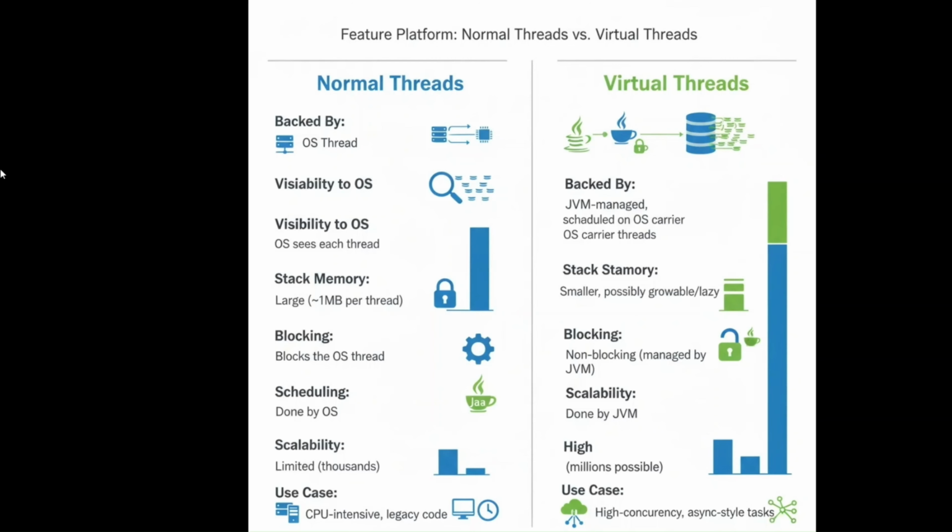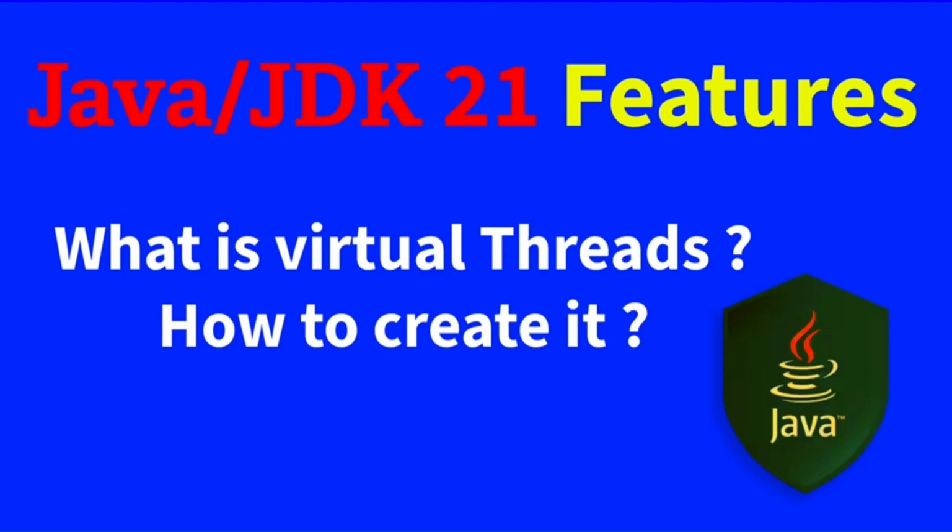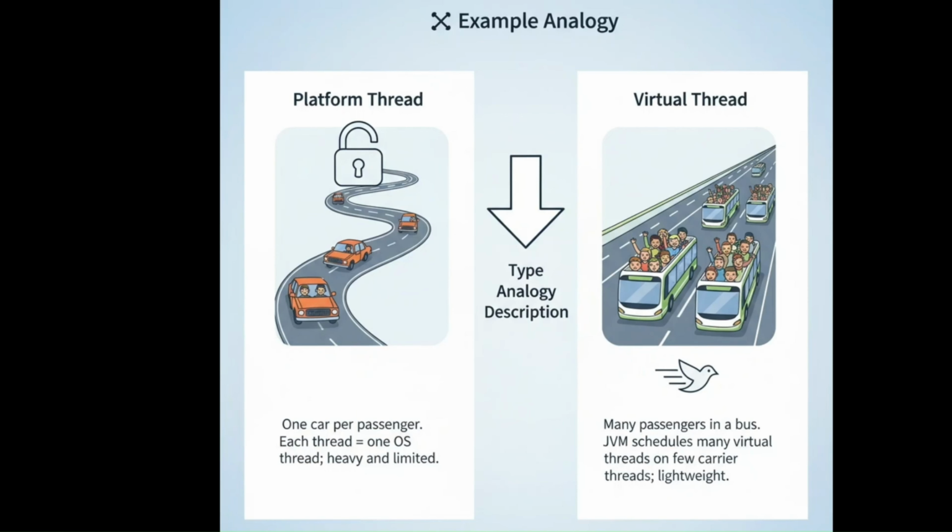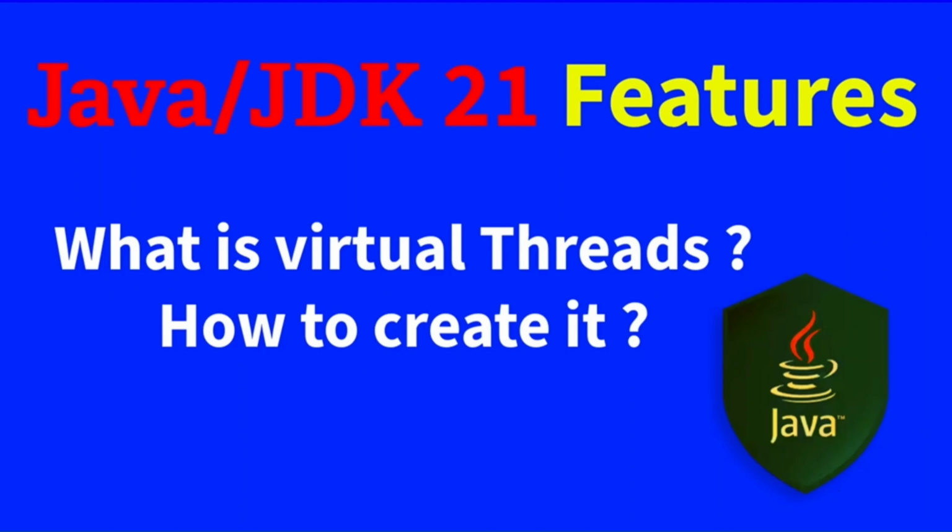The next difference is that virtual threads are very lightweight, whereas normal threads are heavyweight. As an example, normal threads are like one person per car. One person is going by a car, whereas a virtual thread is like a bus. In one bus, a pool of people is going. That much difference is there. Virtual threads take memory in terms of kilobytes, whereas normal threads take it in terms of MBs. So that much difference is there.